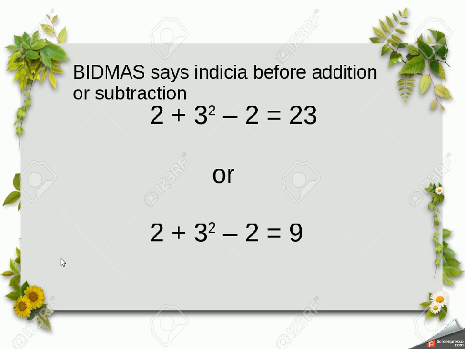So we go to BIDMAS. BIDMAS says indices before addition or subtraction. The I comes before A or S. So in this case, we should do the index first, and 3 squared is 3 times 3, giving us 9. And then we use that for the addition and the subtraction. So 2 add 9 is 11, take away 2 is 9. So the second answer was right here, because BIDMAS told us to do the index, in this case the squaring, 3 times 3, first before doing the addition or the subtraction.